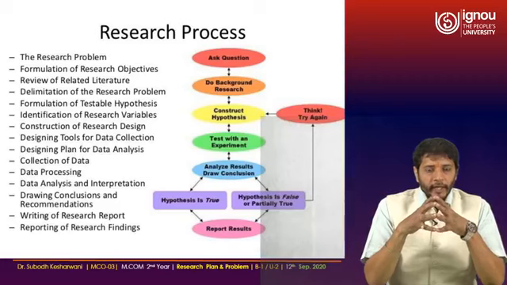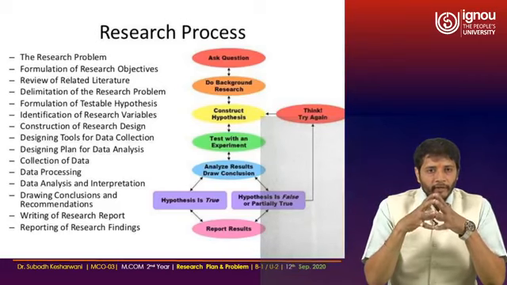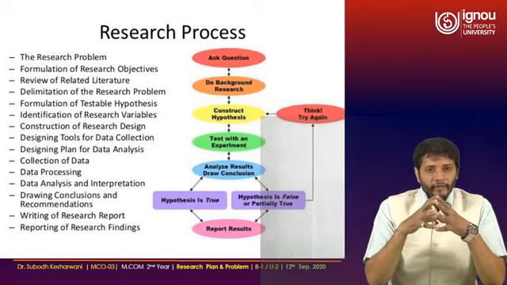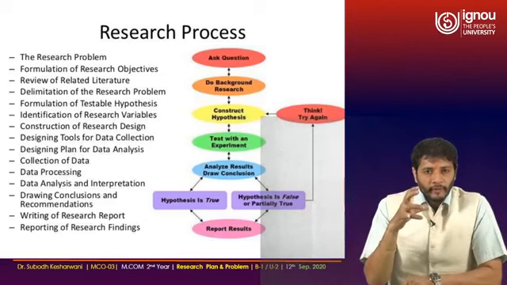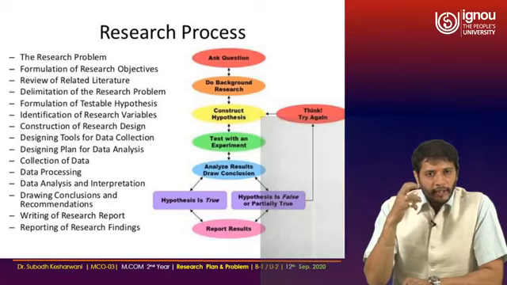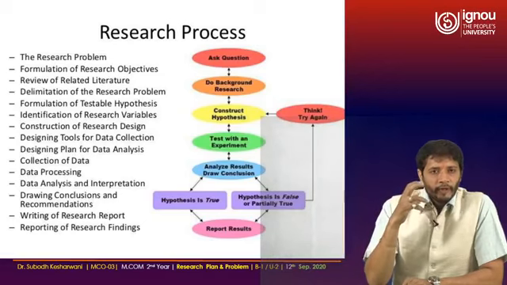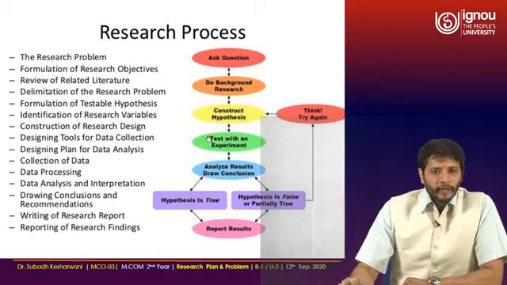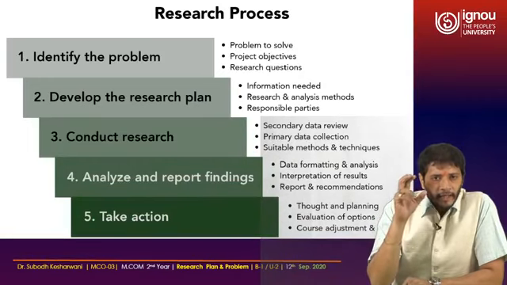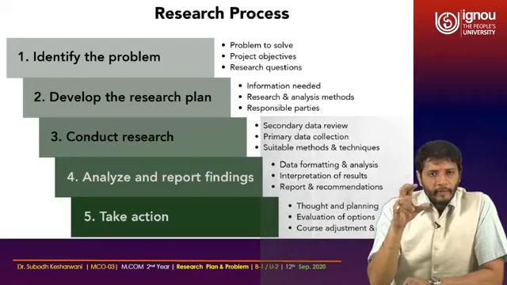What I mean to say is that in this whole carnival of research process, you will find that a lot of wear and tear is there, in the sense that you start with the literature review, and there are certain methodologies which are very important. It's not like you can randomly do certain things, but you have to move very systematically when you are into the research process. So anyway, we will throw light on all these aspects. And when you see this research process, it starts with identifying the problem, then develop the research plan, conduct research, analyze and report findings, and take action.